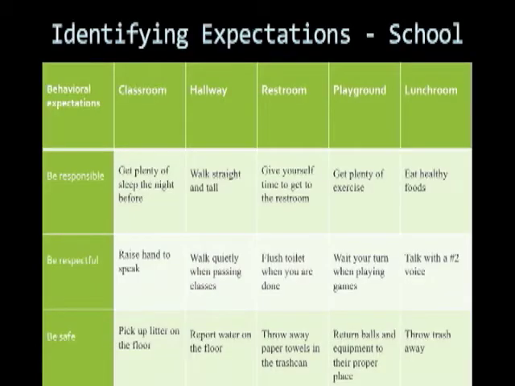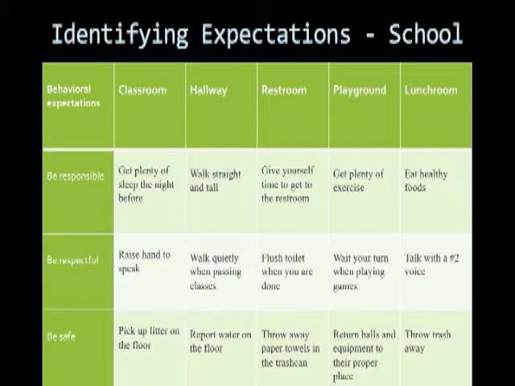So then what we want to do, now that we really understand how to define the behavior, is look at figuring out what expectations we have in particular areas. This is what is called a behavioral matrix, and it is part of positive behavioral support, trying to identify what our expectations are so that we know what we want to teach kids to do.